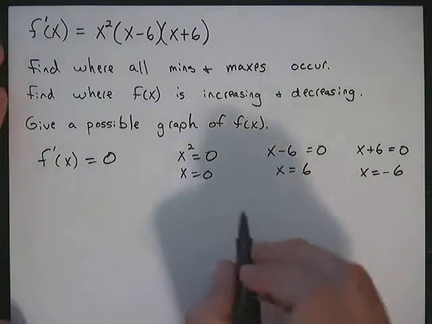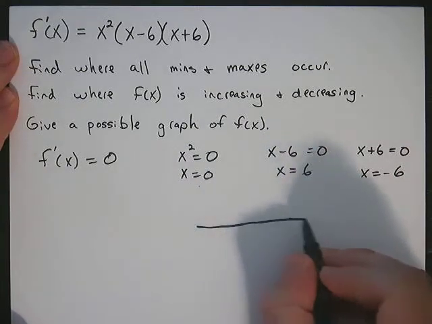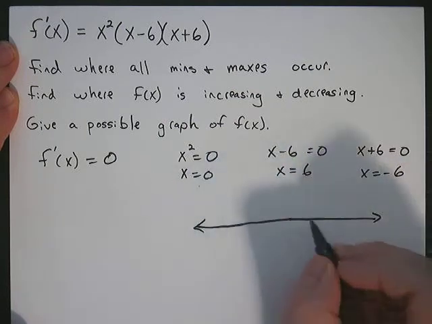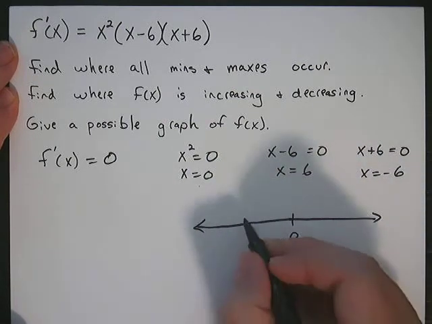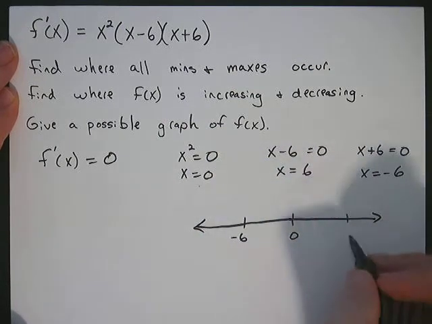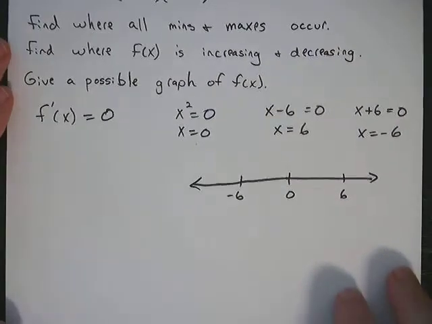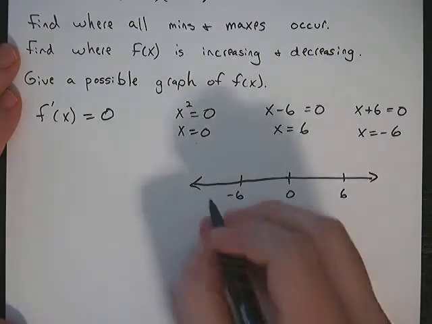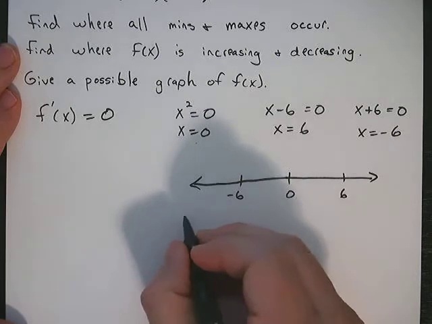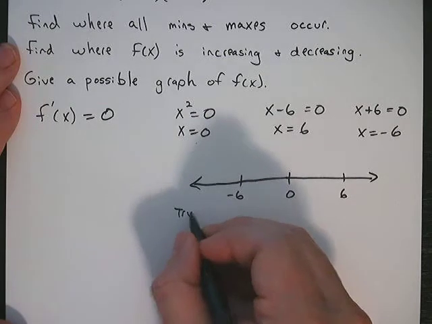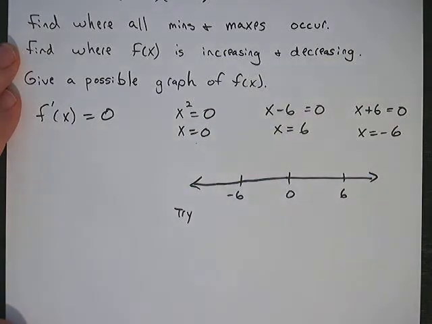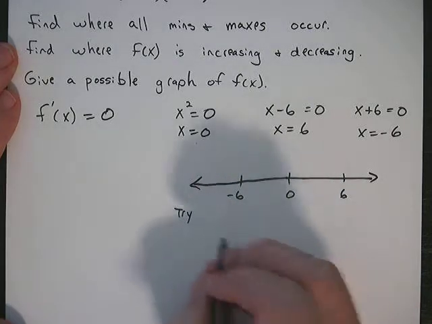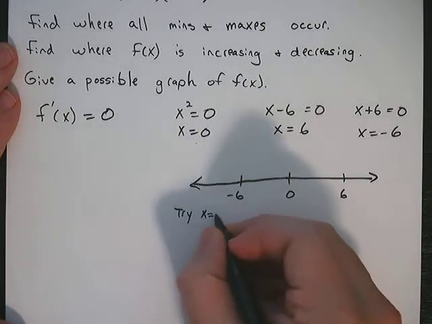So what we're going to do is put those on a number line. We've got 0 here in the middle. Here's negative 6 and positive 6. And we're going to try different numbers in here. So we're going to try a number over in this region. It doesn't really matter so long as it's in that region. You could choose negative 7 or negative 1 million if you wanted. The easiest one to me is negative 7.